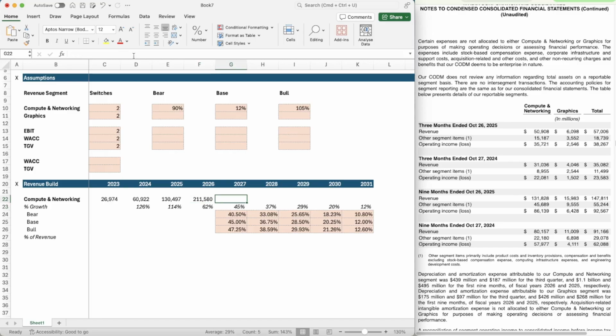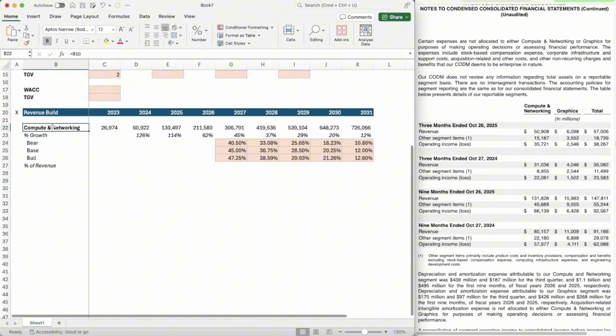There we have it. Now to calculate the forecasted revenue, you take the previous year and you multiply it by 1 plus your growth rate and pull that along. There we have it.